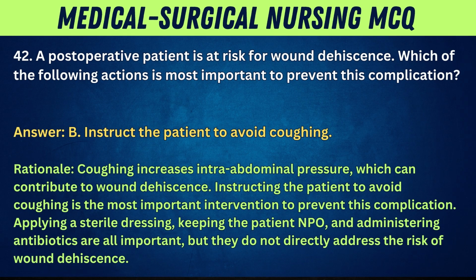Instruct the patient to avoid coughing. Rationale: coughing increases intra-abdominal pressure, which can contribute to wound dehiscence. Instructing the patient to avoid coughing is the most important intervention to prevent this complication. Applying a sterile dressing, keeping the patient NPO, and administering antibiotics are all important, but they do not directly address the risk of wound dehiscence.